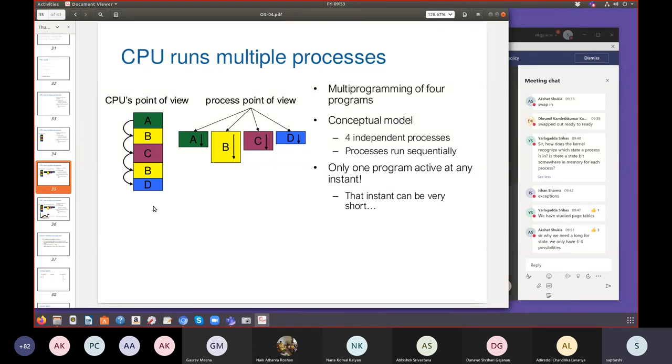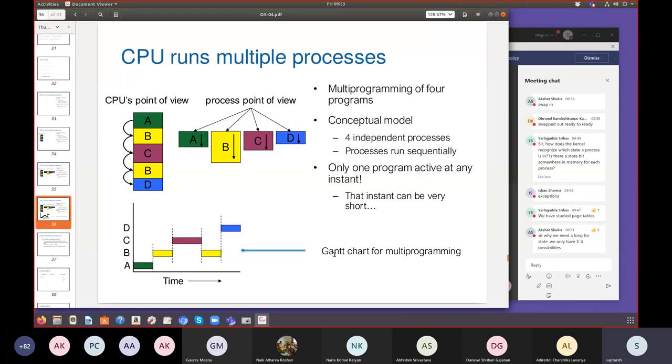Maybe another representation can make this idea clear, which is called a Gantt chart. Gantt chart, have you come across this term? Maybe in some other course also, maybe software engineering or something like that. If not, a Gantt chart is a chart which on the x-axis is time and the y-axis shows which activity happens at what time.